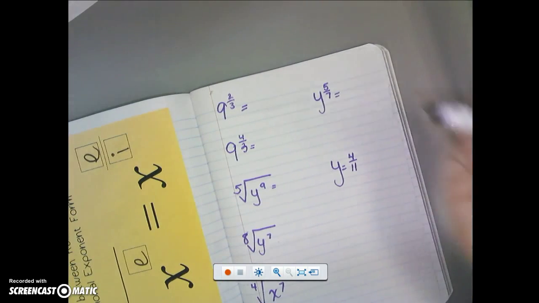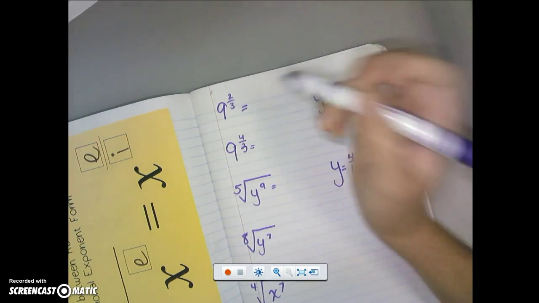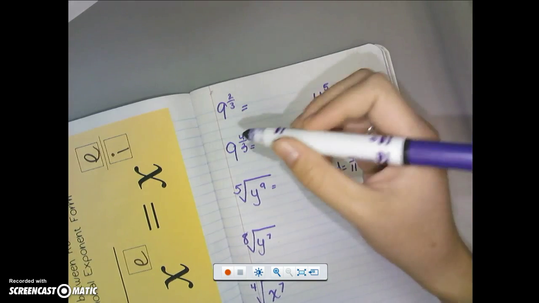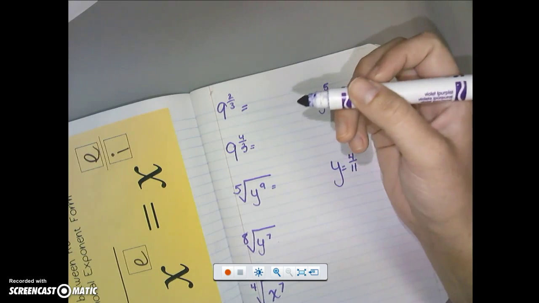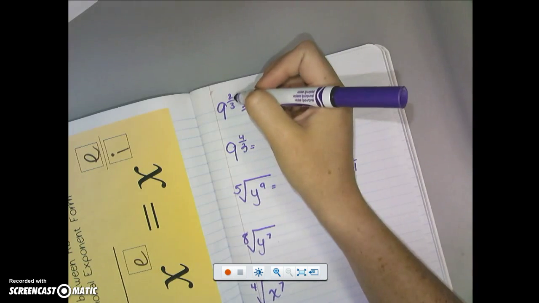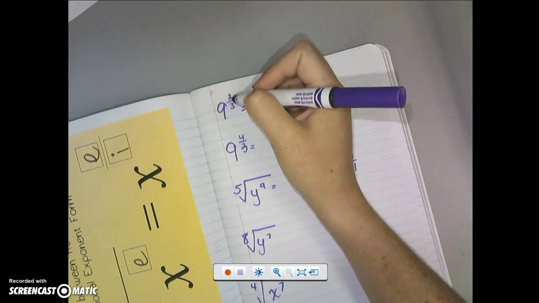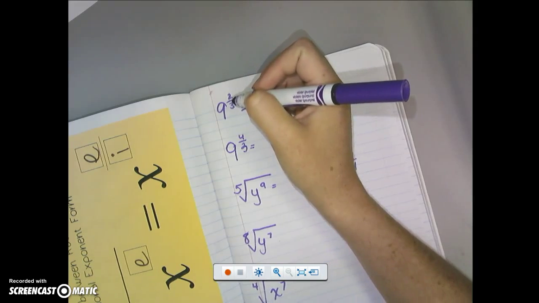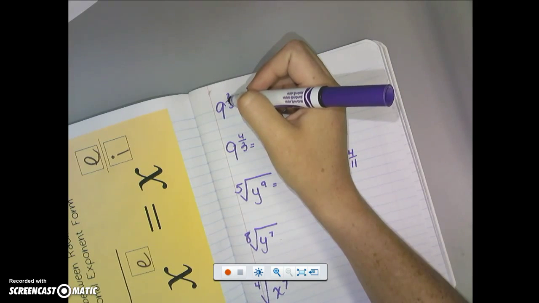All right, so take some time. We're going to write 9 to the 2/3 power. So this isn't really a great problem to solve. It's kind of hard to do a fraction exponent off the top of your head. So we're going to convert this into radical form.